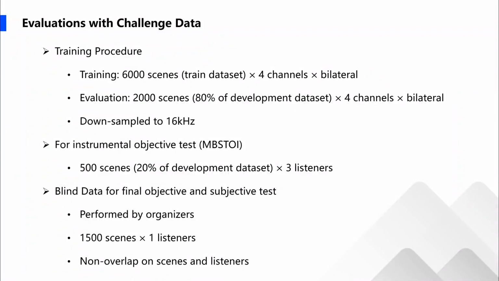The model was trained with 6,000 scenes from the training data. Validation is done with 2,000 scenes from the development data. The model works at 16 kHz. The remaining 20% of development data are then used for our enhancement evaluation. The final subjective and objective evaluation is done by the challenge organizers and is performed on blind test data, which hasn't been seen before by the neural network, nor the reference samples, of course.